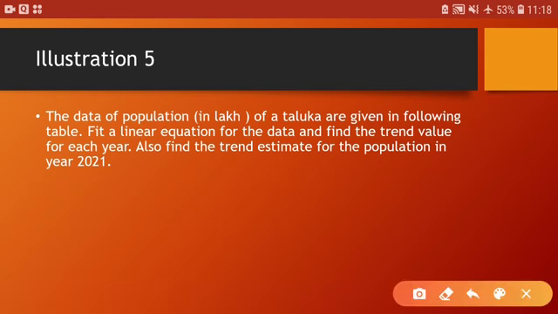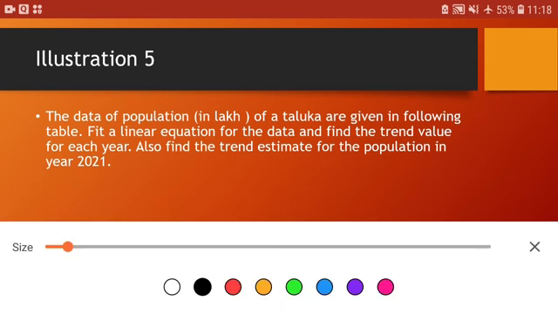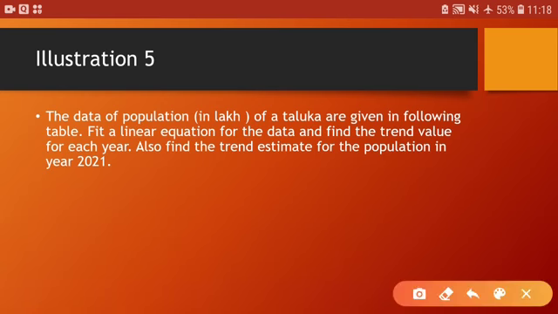Now, first, there are 3 questions in total in this illustration. One is you have to fit the linear equation. Fit the linear equation, that means you have to find b, a and y cap. So y cap is that equation. Second, you have to find the trend value of each year. And third, you have to find the trend estimate for the year 2021. So in total there are 3 questions.